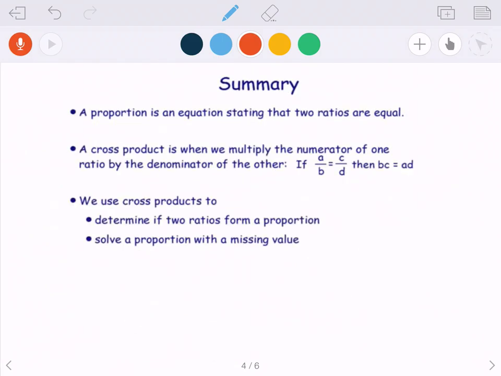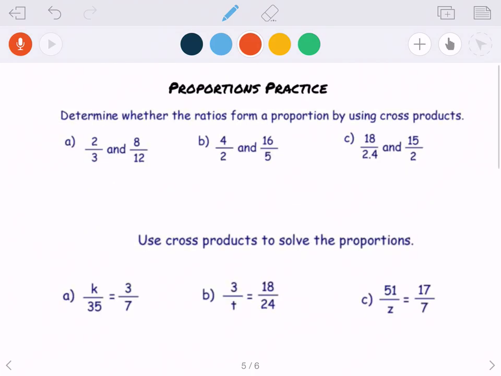So this is just a summary. Proportion is an equation stating that two ratios are equal. We talked about that. Cross products is when you cross multiply, and we use those to determine if it forms a proportion. Again, when you cross multiply, if they both equal the same thing, then you know it's a proportion. And we also solve for missing values. On the back of your notes, there's a little bit more practice.